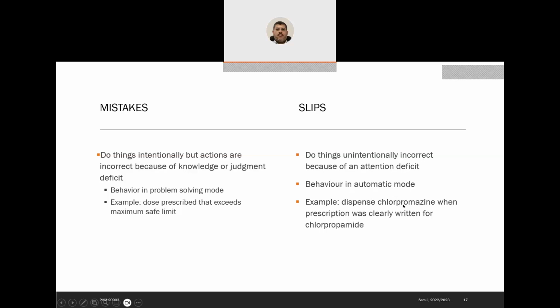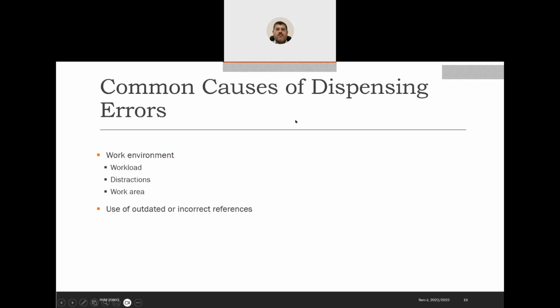Like, for example, dispensing chlorpromazine when the prescription was clearly written, for example, as chlorpropamide. So they just read "chlor" and they got confused. The mind received it as chlorpromazine instead of chlorpropamide, and they dispensed it and didn't notice.